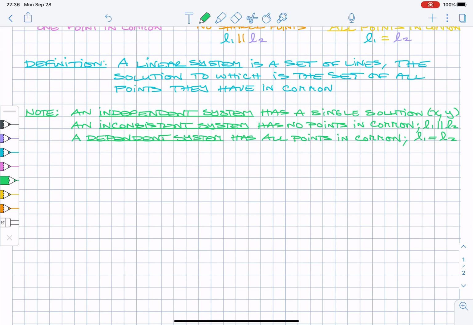Okay, so for example, solve the following linear systems.